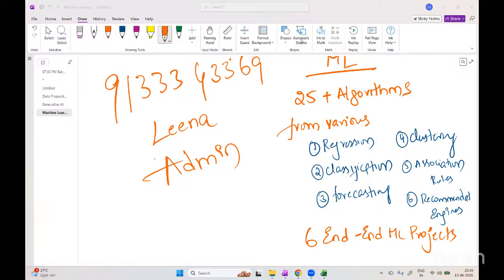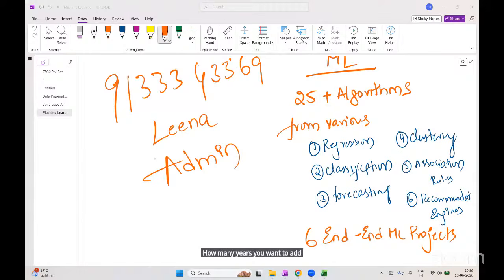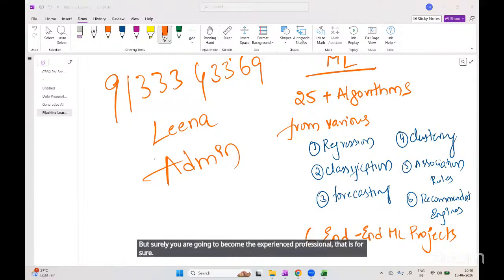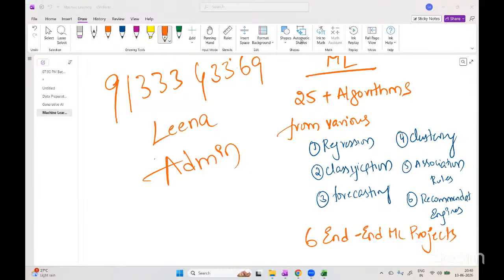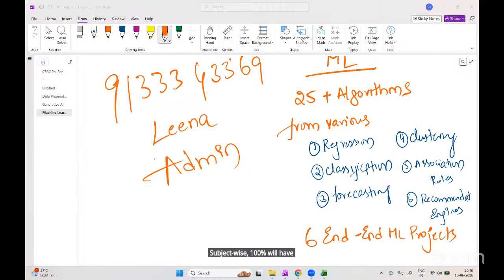I have 12 years of experience on SQL Server. Once I have completed this course, can I add 3 years of experience? Please suggest. That is your choice. How many years you want to add? That is your choice. But surely you are going to become an experienced professional. That is for sure. In real time, whoever works with 3 years of experience, how much work they are going to do in the industry, surely that much work you are going to do. That is for sure. Subject wise, 100% you will have that much of subject.